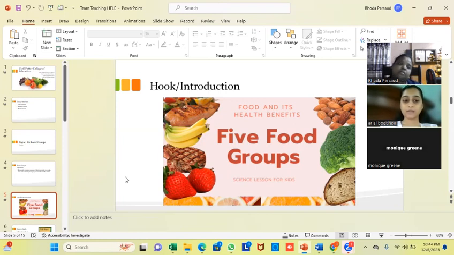What about group four? Vitamins and minerals. We have this category now. We have fruits. Give me some fruits. We have orange, peaches, strawberry. Very well. What about the last group?